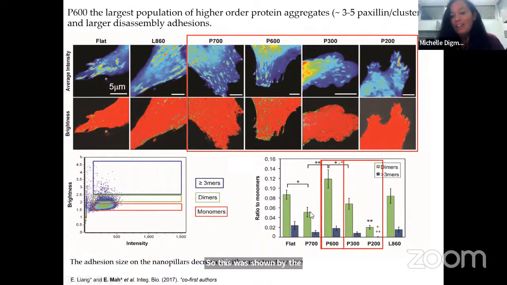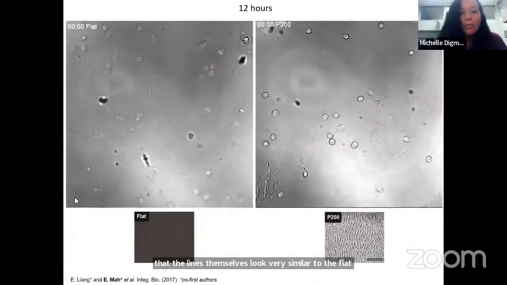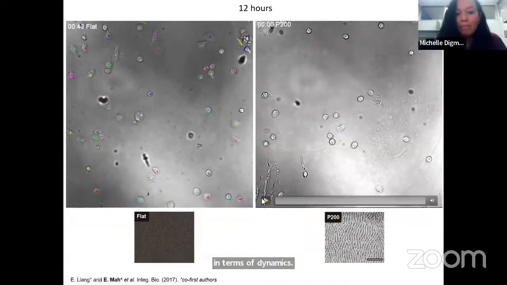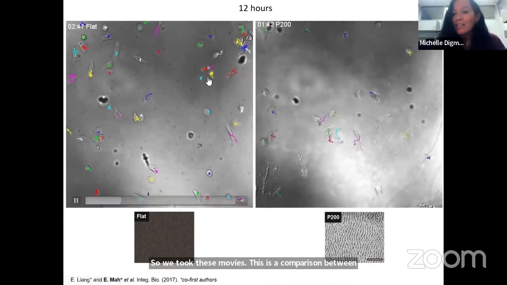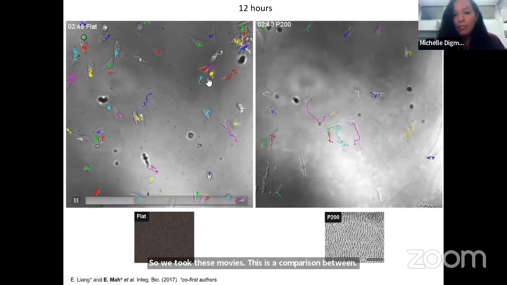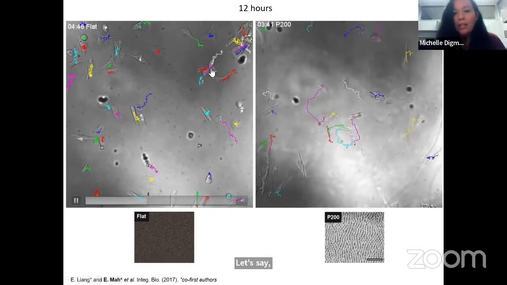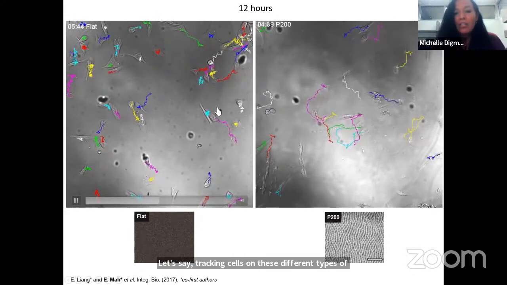Now at P700, this trend dissipated, and we think that these posts were getting really large, so this was not part of the trend. And you could see here that the lines themselves look very similar to the flat in terms of dynamics. So we took these movies. This is a comparison between tracking cells on these different types of surfaces. We see here the tracks of each individual cell.